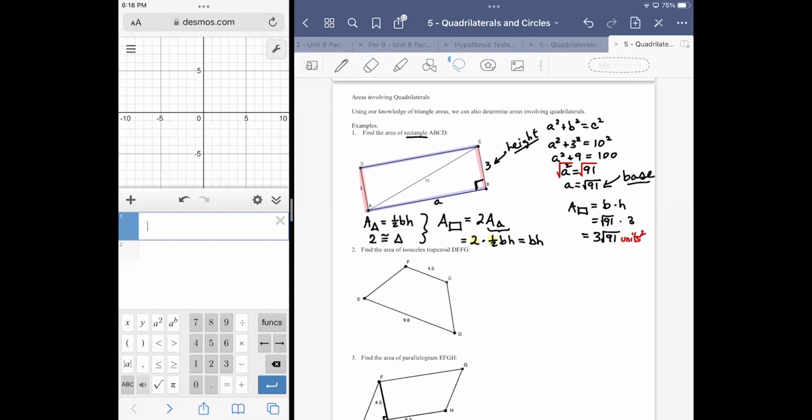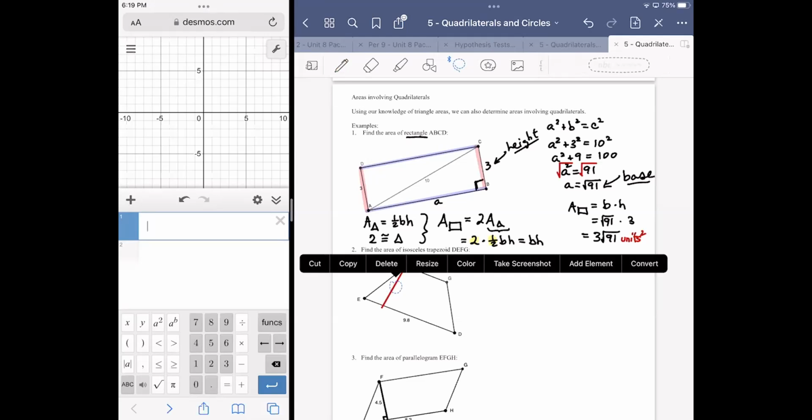All right. So that was the case of the rectangle. In the case of the trapezoid, I got the labeling right for a change. Again, we're using our knowledge of triangle areas. So what I would be looking for is this triangle, if I can get a right angle, this triangle plus the rectangle in the middle, plus the other triangle.